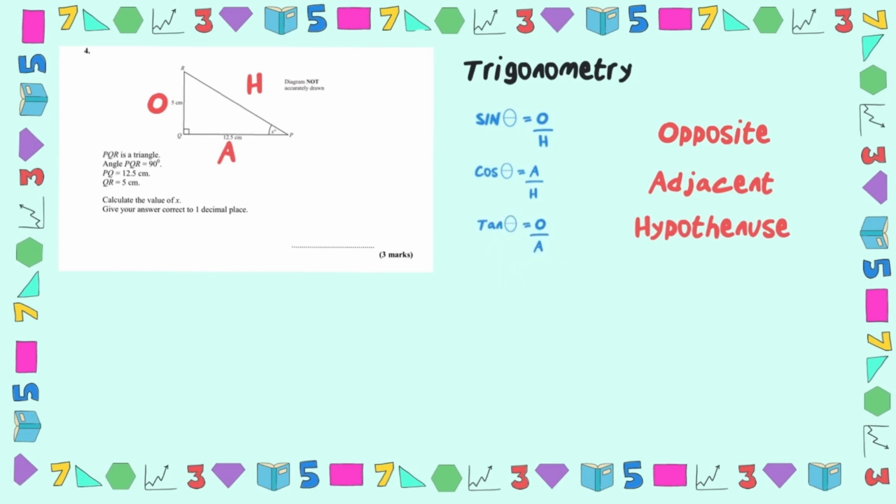So what we're going to do is use our tan angle equals O divided by A formula. Now we just have to substitute all our numbers. We don't have a value for the angle because that's what we're trying to calculate, so our angle becomes X. So it would say tan X is equal to O, which is 5 centimeters, divided by A, which is 12.5. It's the same formula, we're just substituting what we know.